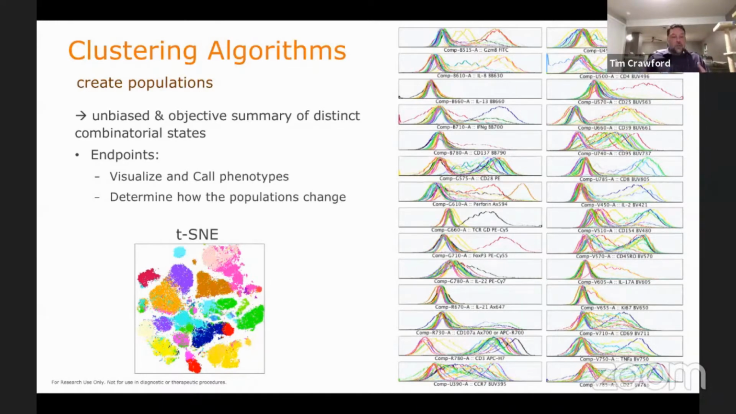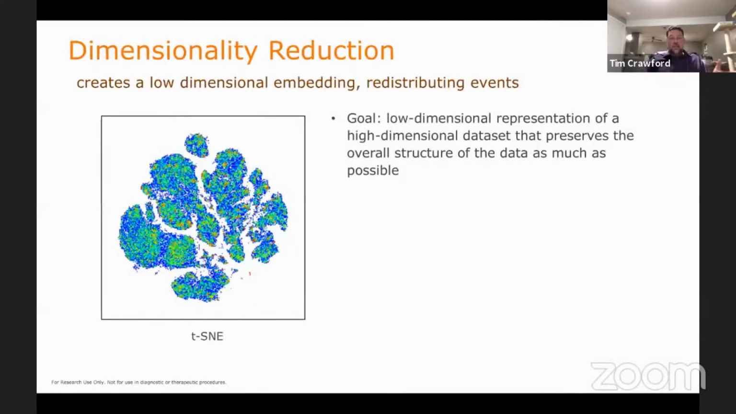But there are also additional uses for these dimensionality reduction algorithms independently of clustering, because dimensionality reduction really just gives you a low dimensional embedding, they call it, a 2-dimensional representation of your data, redistributing events into this 2-dimensional space. And the goal here for all dimensionality reduction algorithms is to present your data in fewer dimensions while preserving the high dimensional structure of the data as much as possible.